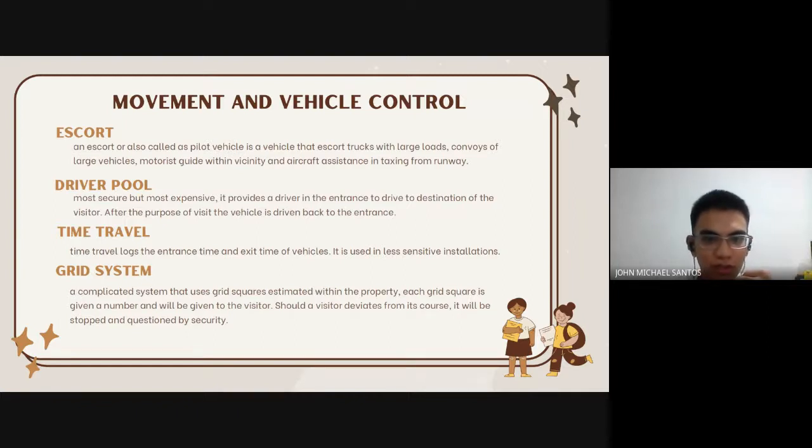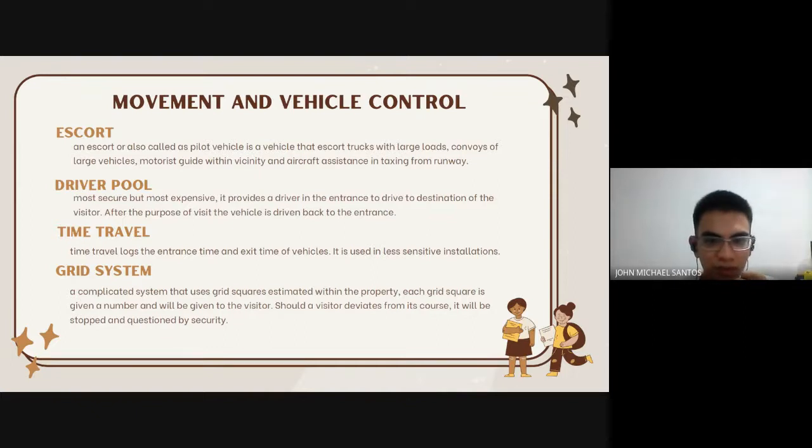Driver pool. The most secure but the most expensive. In this system, the car is driven by a qualified driver employed by the installation. The driver drives the visitor from the entrance to their destination, and after the conclusion of the business of the visitor, the car is driven back to the entrance of the installation. Time travel. It is used to log the exact entrance and exit times of vehicles. Time travel is used in less sensitive installations.